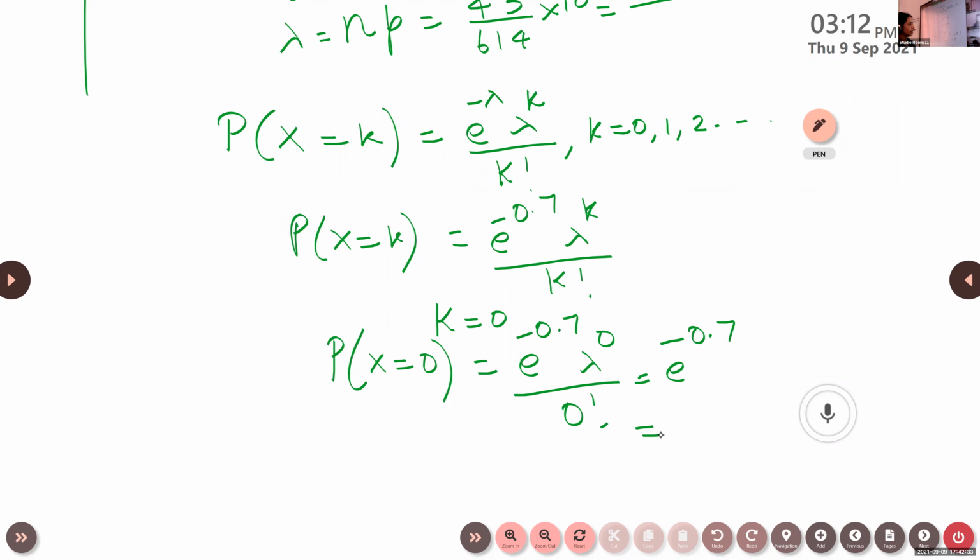What is the value, Aishwarya? E raised to minus 0.7 from the table? 0.497. 0.497. Okay. Is it clear? Is it okay?